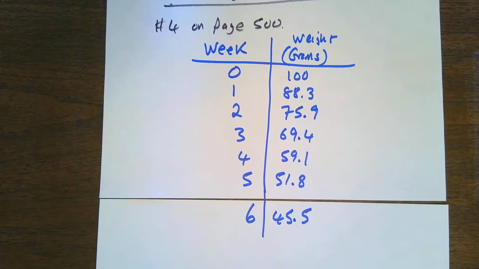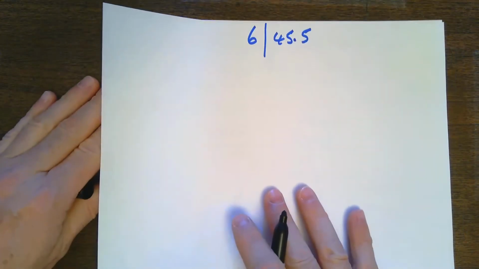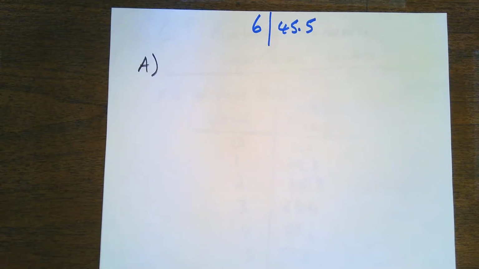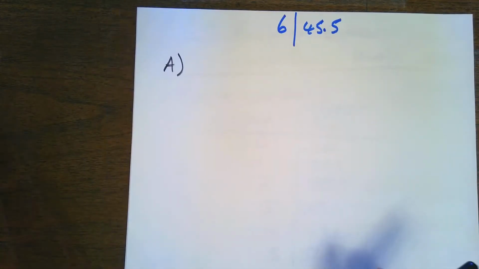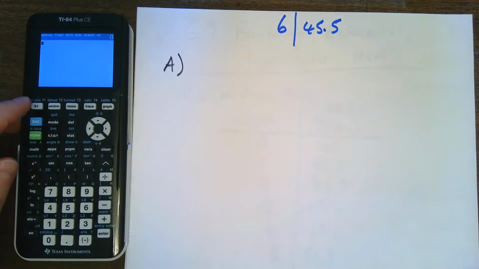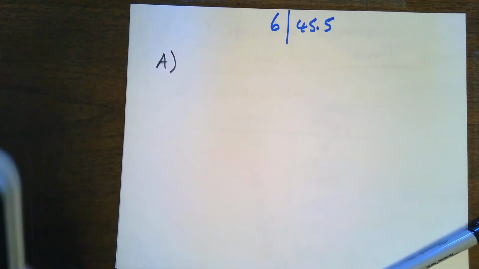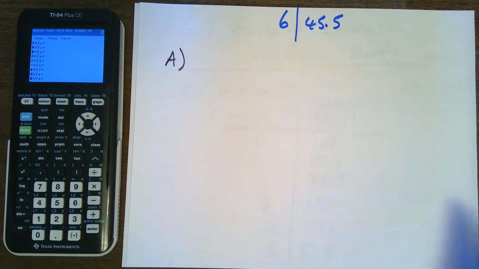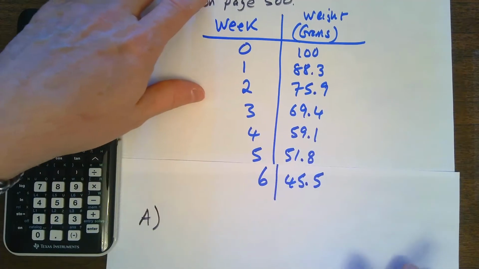So this problem has several sections to it. Let's take a look at all the things that we want to do. First, there's the data table. Part A says, using a graphing utility, draw a scatter diagram with the week as the independent variable. Graphing utility means a calculator. So here's my calculator. I want to make sure everything's nice and clear. So I want to enter the data and create a scatter diagram.